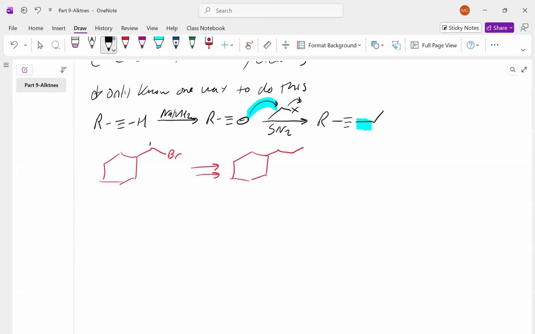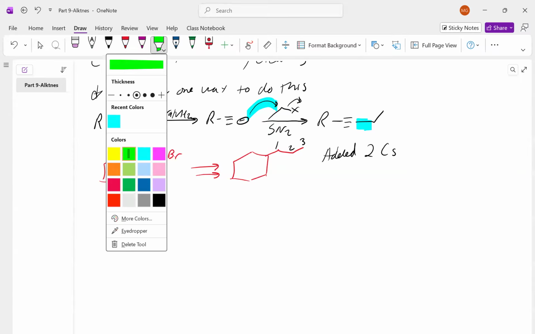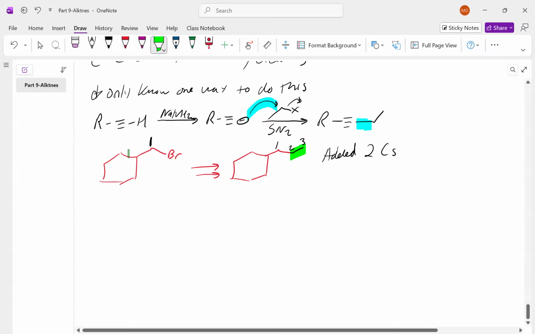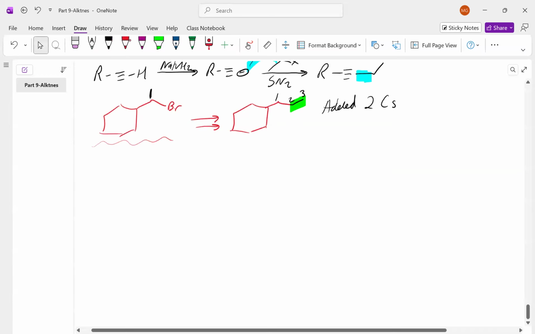So I'm just going to kind of number here. I got one carbon outside of cyclohexane right there. And now I have three carbons. So according to this, I added two carbons. The only way I know how to do that is with an acetylide ion. So these two carbons here had to have come from an acetylide ion, right? And then this is my alkyl halide already.